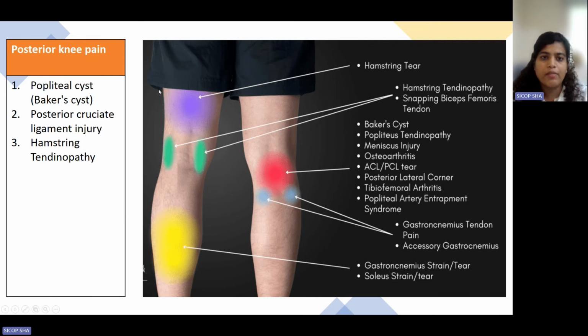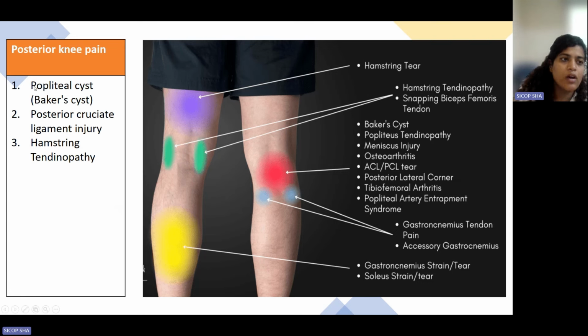In posterior knee pain, as I said, we are going to divide it into four segments. In posterior knee pain, it is seen that the pain is usually referred from the lumbar spine and from the patellofemoral joint. Sometimes it may be because of local structures like the popliteus or biceps femoris tendon. Sometimes knee effusion can also cause posterior knee pain. So these are the major causes.